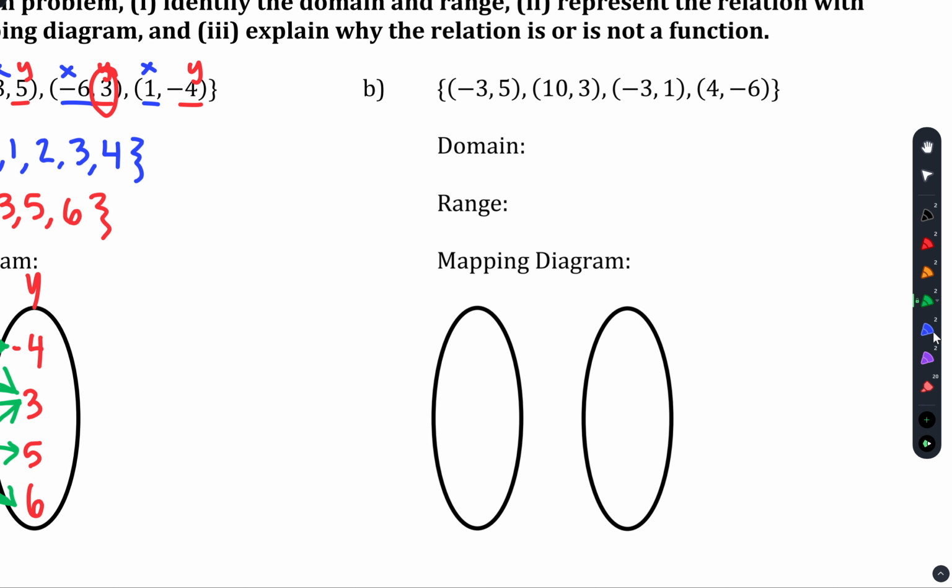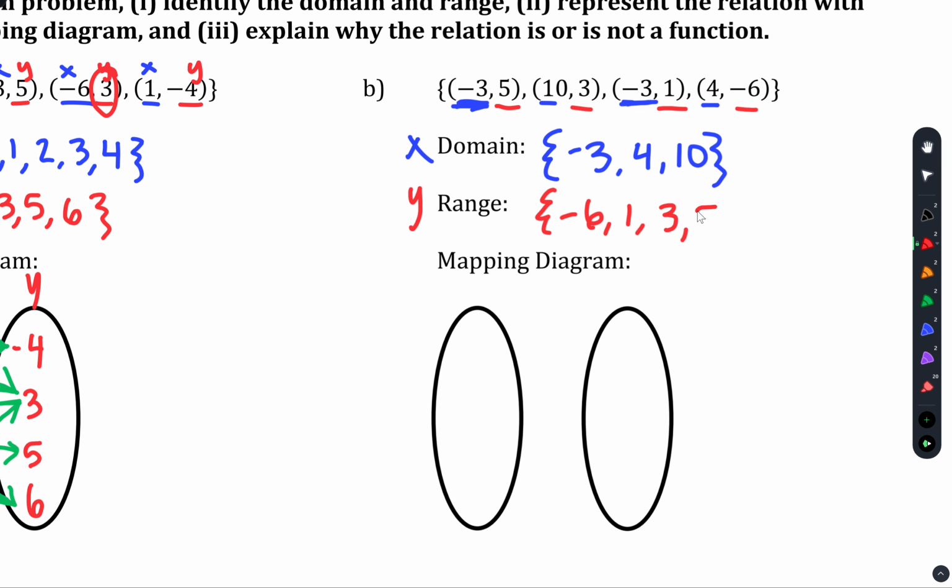Yep, domain, I look at the X's. So here's all the X values. I am not going to repeat this -3 because it shows up twice. I'm going to write it exactly 1 time. And I'm going to list them from least to greatest. Which means the range should be looking at all the Y values from least to greatest. And that's part 1 done. That's all I got to do there.